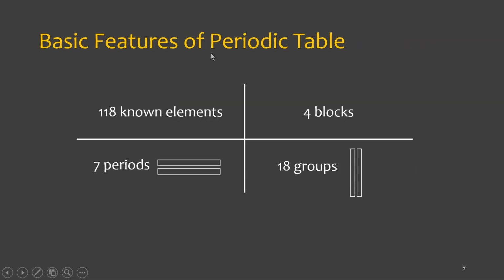Basic features of the periodic table. The current periodic table has 118 known elements whose atomic masses and numbers are well defined. It has 4 blocks, s, p, d, f, 7 periods, and 18 groups. Periods are the horizontal lines, as you can see here, and groups are the vertical columns.